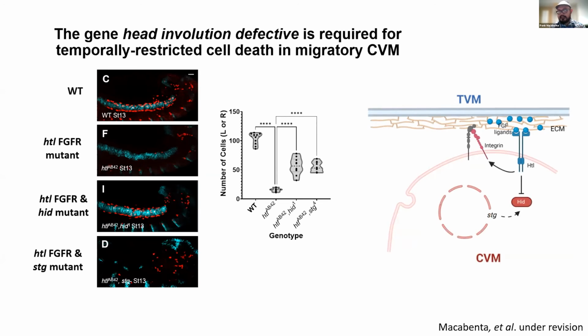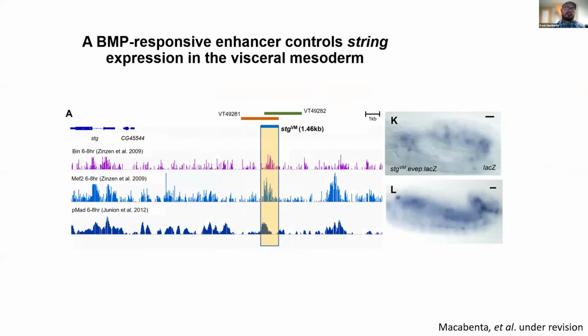And so this led us to tenuously propose a link between string dynamics and the onset of HAND expression in these migratory CVM. And we decided to follow up on what actually regulates string dynamics in the CVM over the course of their migration. And to do this, we looked to ChIP-seq data as well as enhancer data and identified a visceral mesoderm specific enhancer for string.